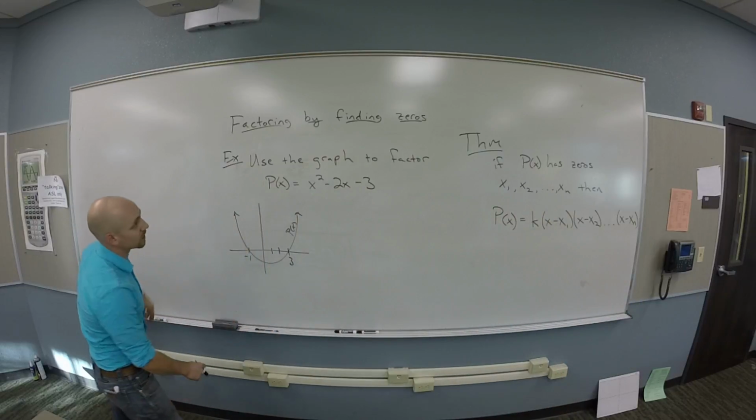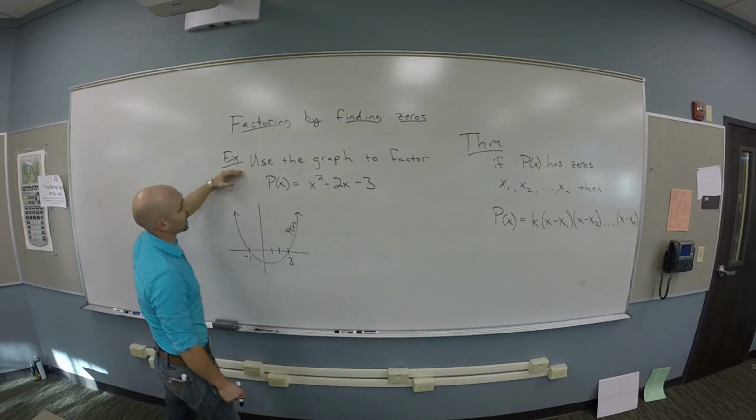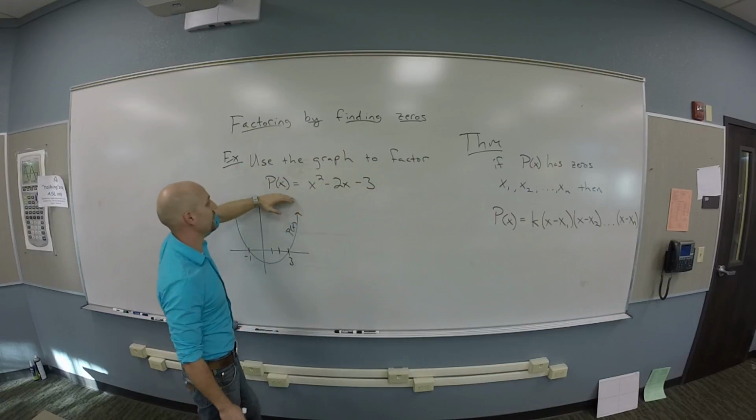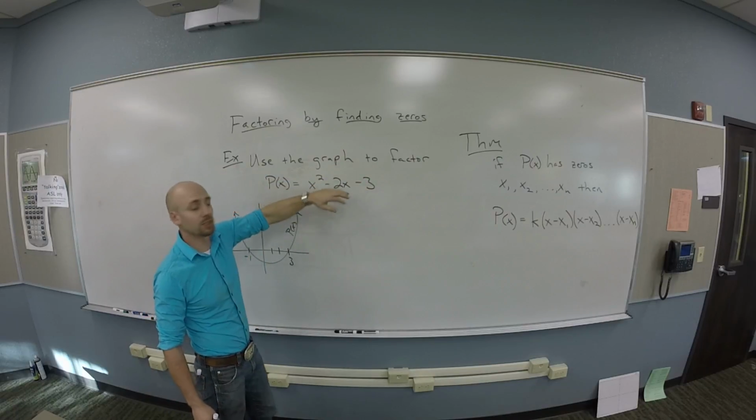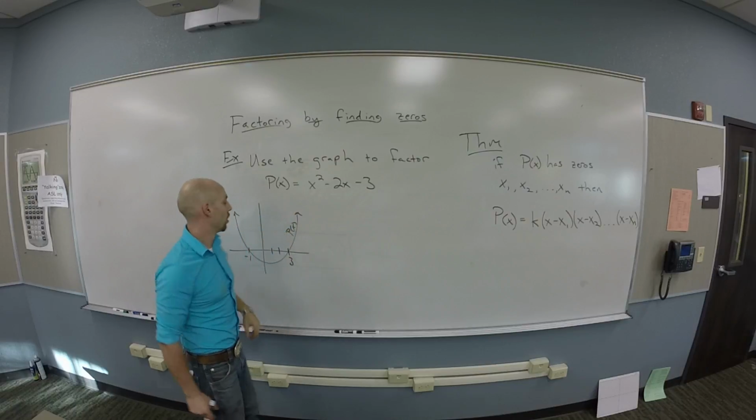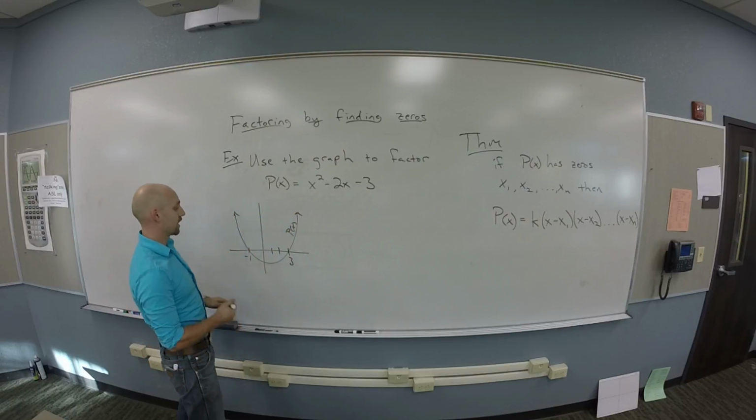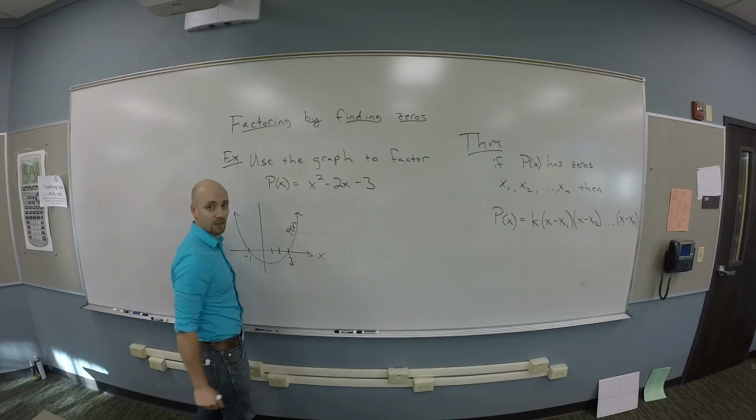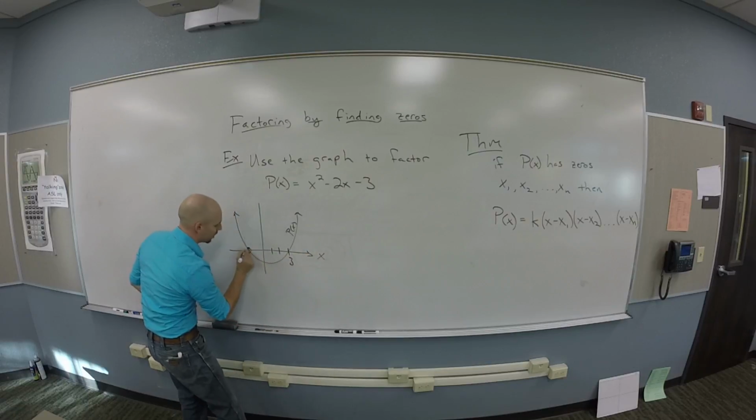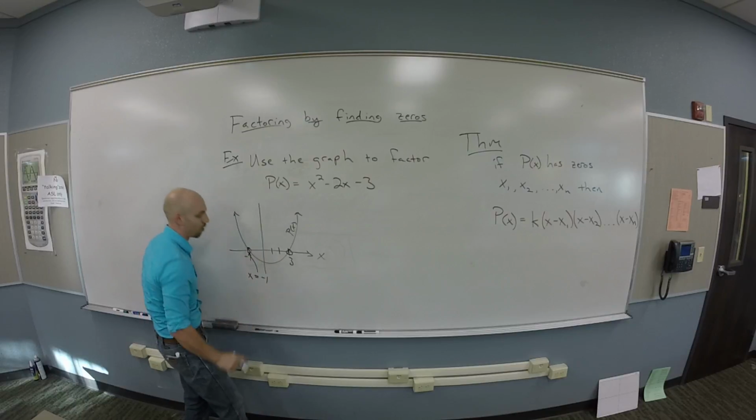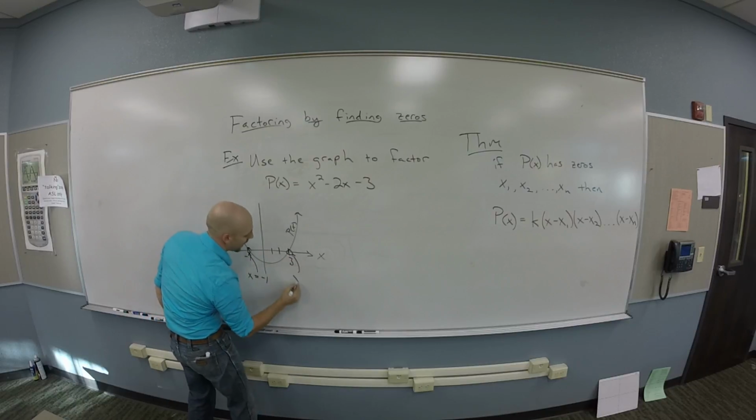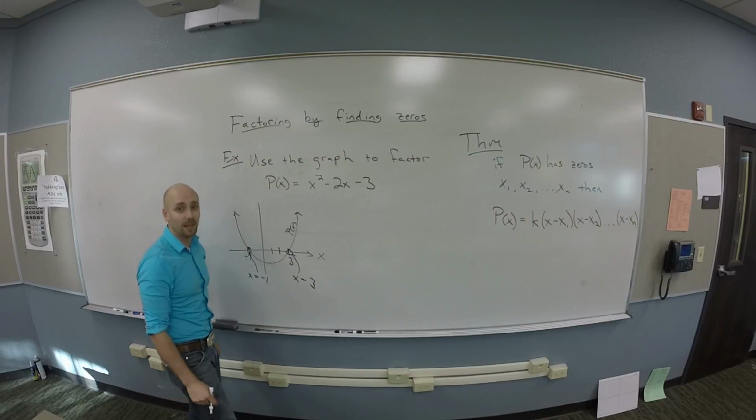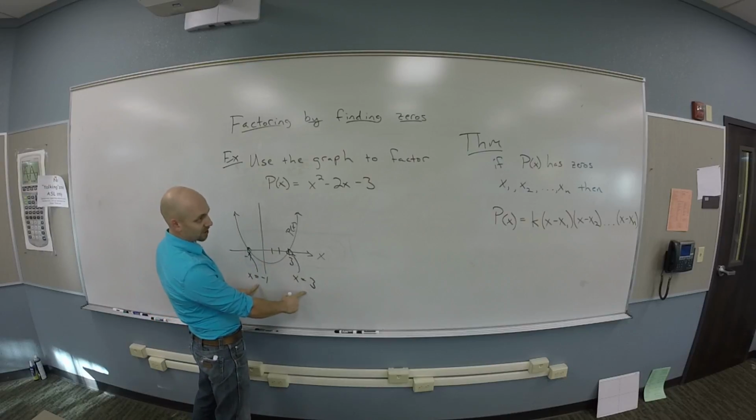So the way that works is this little example. Say I want to use the graph to factor p of x equals x squared minus 2x minus 3. So here's my graph. This thing crosses the x-axis. So that's what I mean by zeros. Here's two zeros. This zero happens at x equals negative 1. This zero happens at x equals 3. Those are the x-intercepts, or the zeros. So those are my zeros.